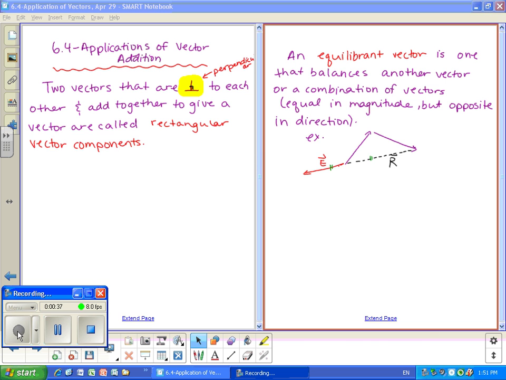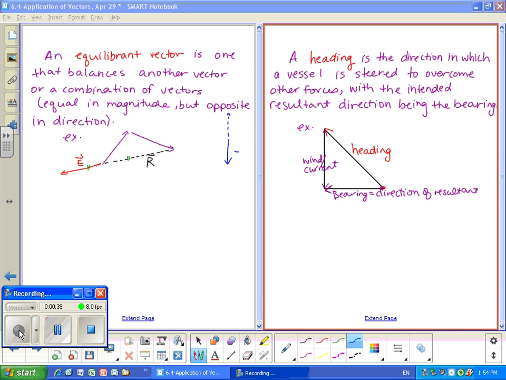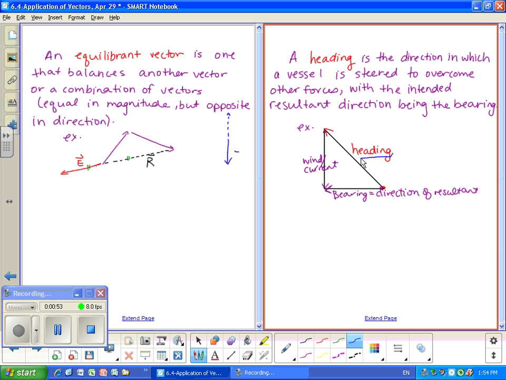Okay, so the heading, what that is, so essentially when they're saying a vessel being steered, that's basically just any moving object, whether it's a boat or a plane. But your first vector, so here, that's your heading. It's not the resultant. So if this was our initial vector, and then we would have a wind coming down, the bearing, okay, that's your resultant. So the heading vector is not your resultant vector. It's just your first vector that you started, from your tail to the head.